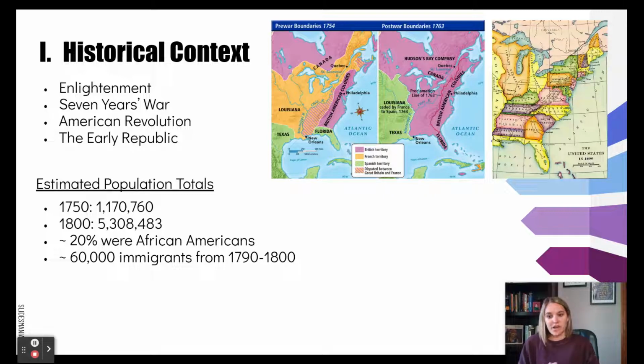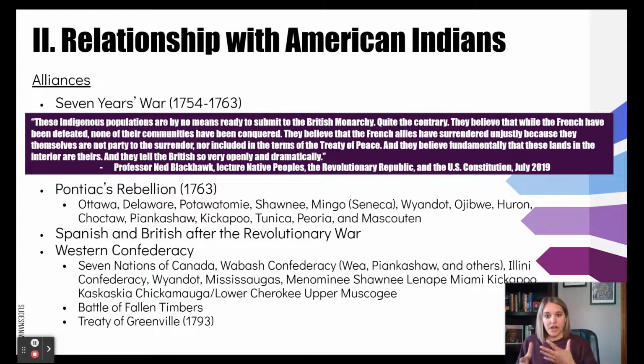Additionally, just for some helpful background information, the population estimates during this time: the nation is sitting at about 1 million people in 1750. And by 1800, that number has grown to above 5 million people. We see significant immigration happening. We see still forced immigration of African Americans to be enslaved in the United States. And these numbers do not include the American Indians that are living in the region at this time. So let's start by discussing further the relationship with American Indians.